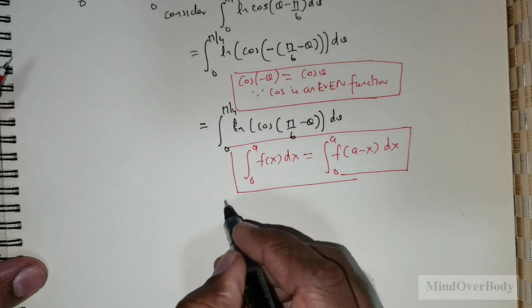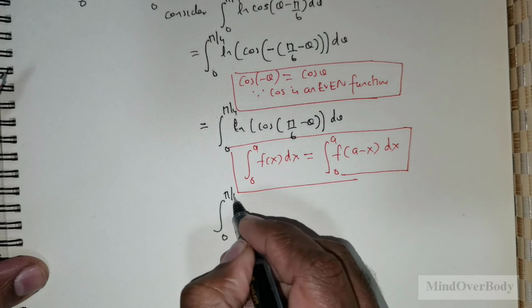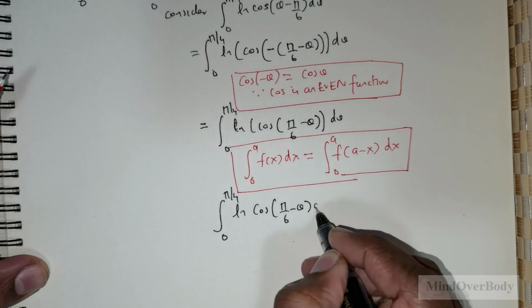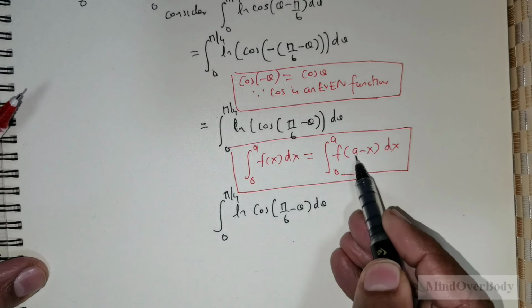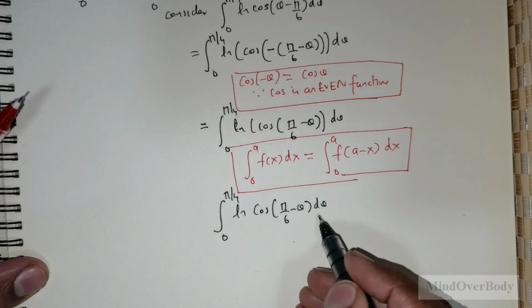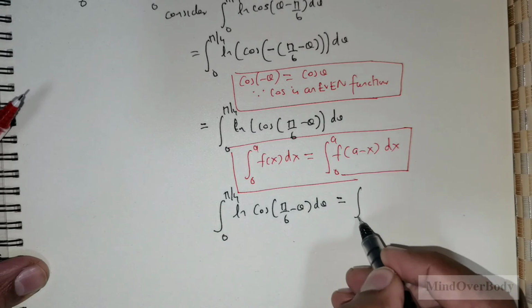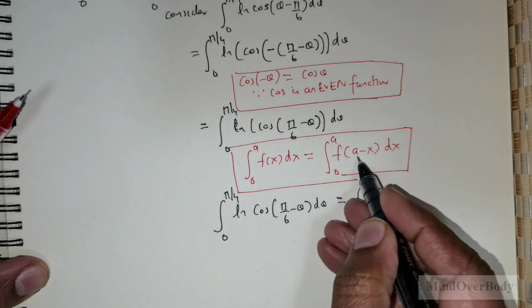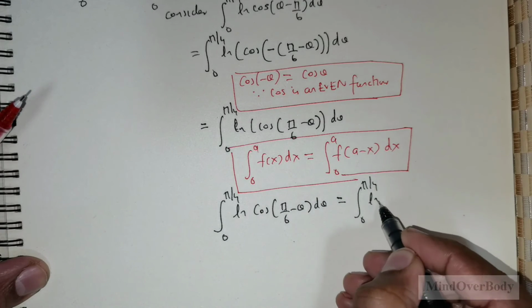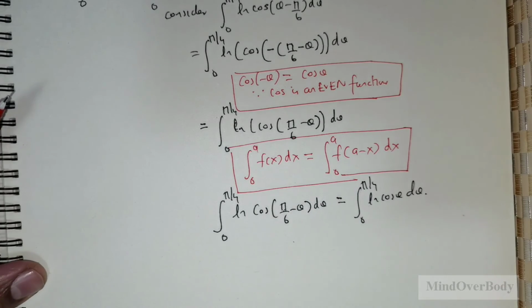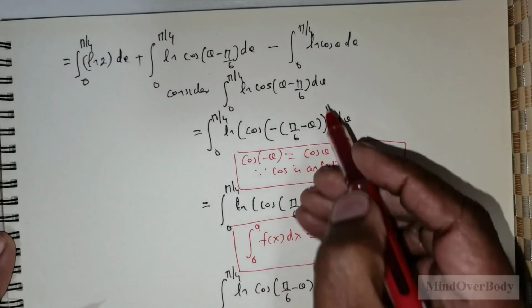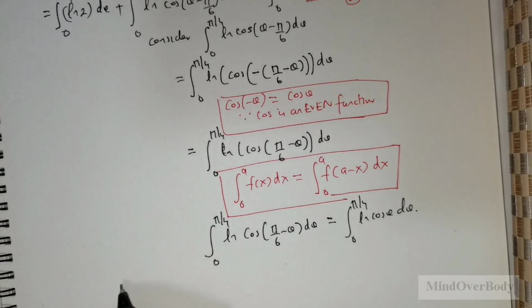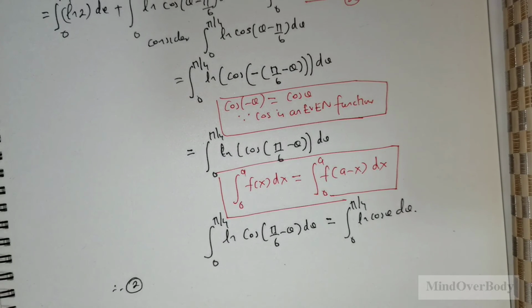Now by this property I can rewrite integral 0 to pi over 4 ln of cos of pi over 6 negative theta times d theta. Now instead of a I've got pi over 6. So this is equal to integral 0 to pi over 4, and if you remove the a, you will get the function back. So this is going to be ln of cos theta times d theta. If I were to mention this as equation 2, then I can rewrite this.